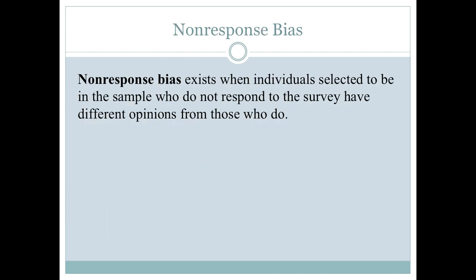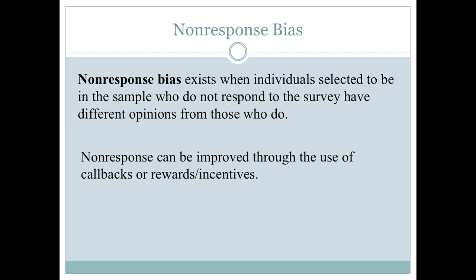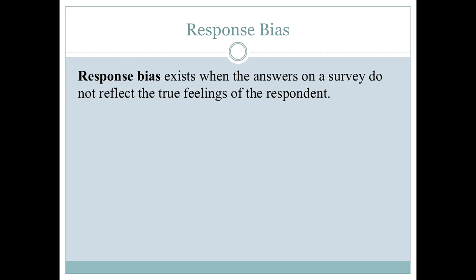Now, non-response bias exists when individuals selected to be in the sample don't respond to the survey, and those people have actually different opinions than those who do respond to the survey. Now, non-response can be improved through the use of callbacks or incentivizing people to respond. So basically having phone surveyors call people back again and again or offer them some kind of reward for their response. Now, response bias exists when the answers on a survey do not reflect the true feelings of the respondent.